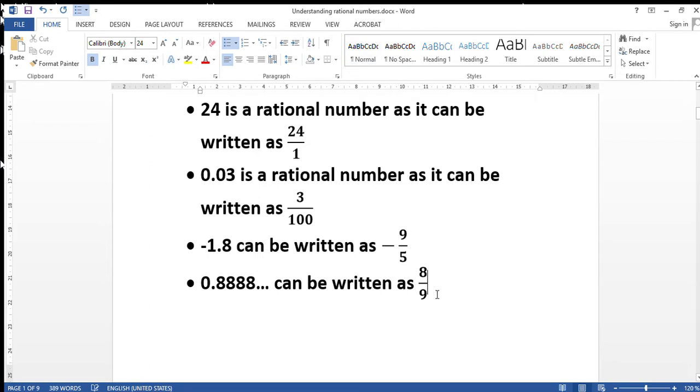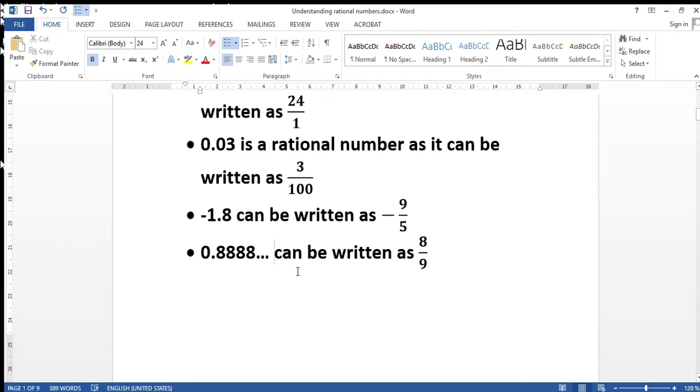Alright, next we have 0.888, then we have dots here, which we call so on and so forth. 0.8888, so on and so forth, meaning a never ending 8 here. So we have a decimal point and the number 8, and these triple dots here mean a never ending 8.